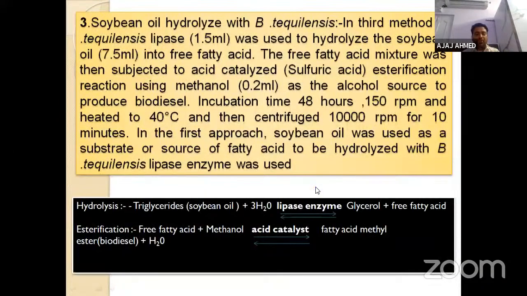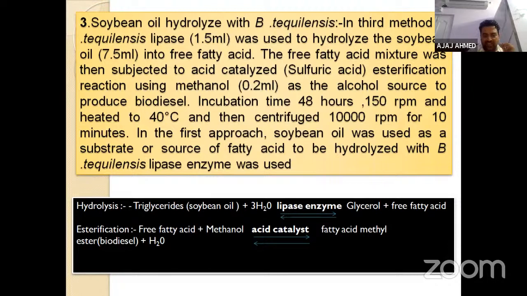And third one is soybean oil hydrolyzed with Bacillus stearothermophilus. In the third method, 1.5 ml of Bacillus lipase was used to hydrolyze the soybean oil into free fatty acid, and the free fatty acid mixture was then subjected to acid catalyzed sulfuric acid esterification reaction using methanol as the alcohol source to produce biodiesel. Incubation time 48 hours, 150 RPM, heated to 40 degrees, and then centrifuged at 1000 RPM for 10 minutes.